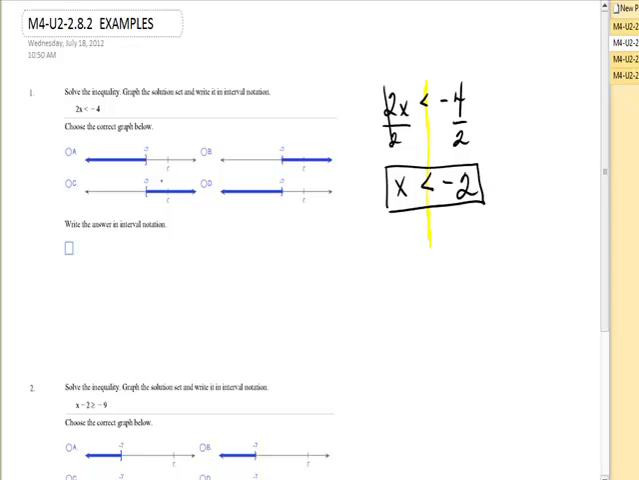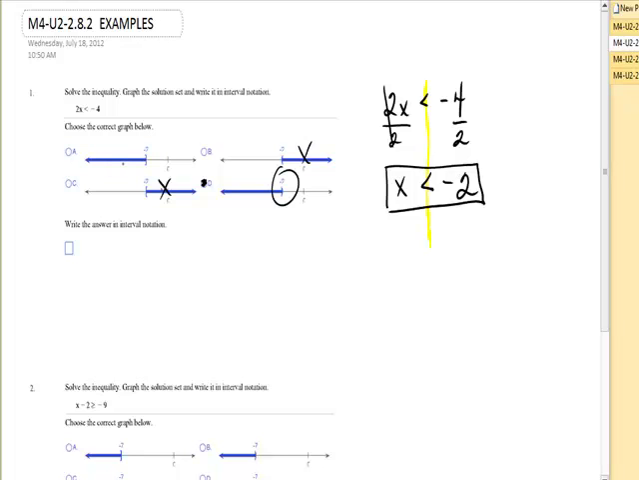Which is a picture of that? Well, if it says less than, it goes to the left. So it can't be this one and it can't be this one. Strictly less than negative 2 is going to require you to have a parenthesis at negative 2. So it is D because of the parenthesis. If it had been x is less than or equal to negative 2, then it would have been choice A.